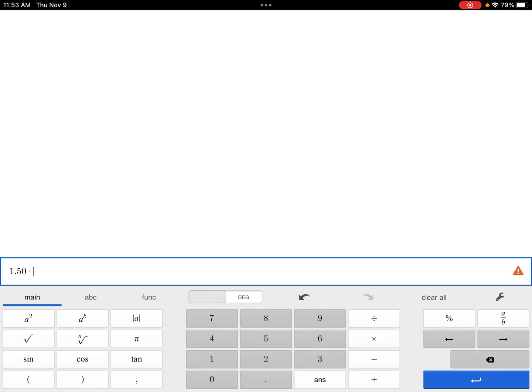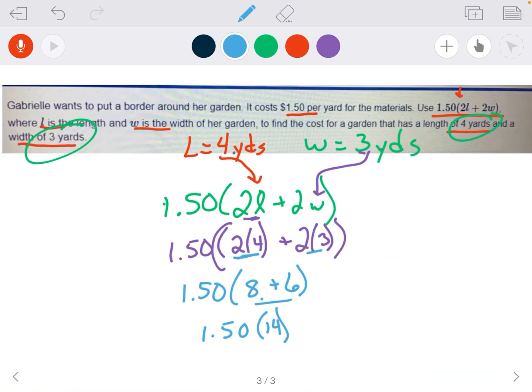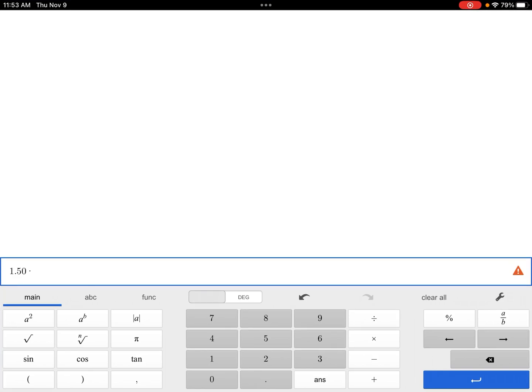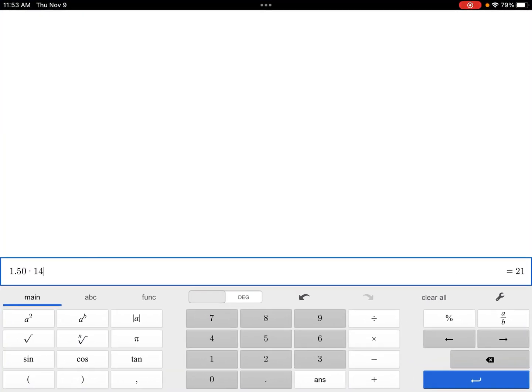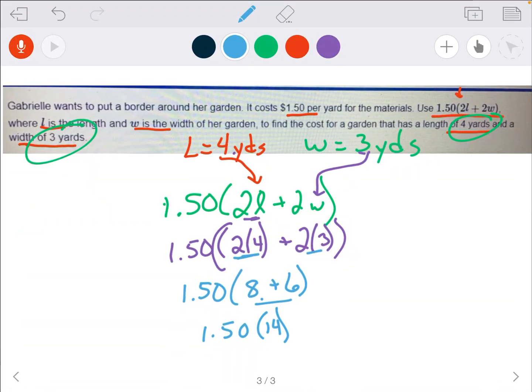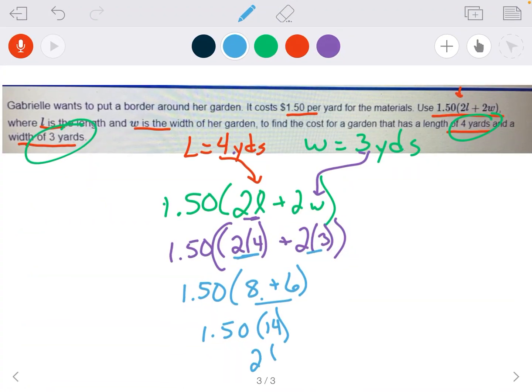1.50 times, what was that? Miss Gideon can't remember anything. 14. I knew you were saying, come on, Miss Gideon. But 1.50 times 14 is 21. So you put that right here. So 21, and we are talking about dollars. I think they already give you the dollar sign, so you should just enter the 21. And this is problem 5 on the practice.